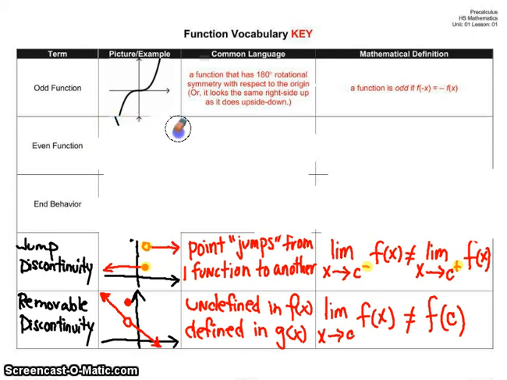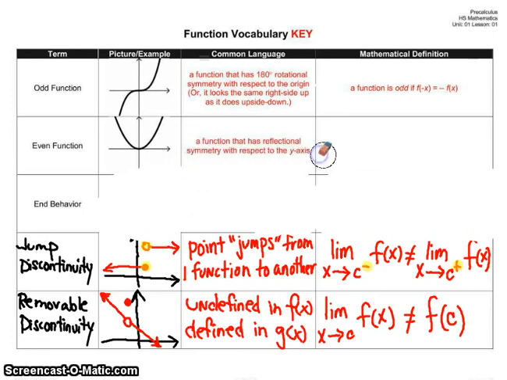Even looks like an old-fashioned quadratic. Common language, a function that has reflectional symmetry with respect to the y-axis. That would be an even function. And in an even function, the value of negative x is the same as the value of x, f of x.